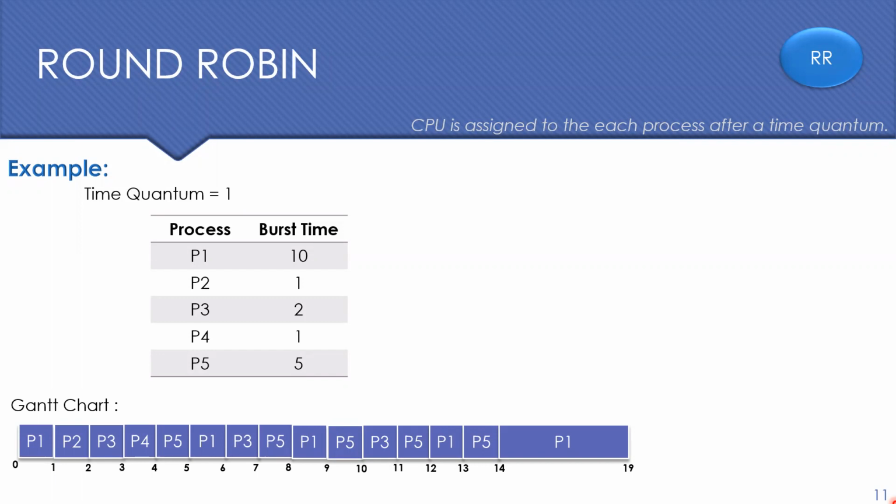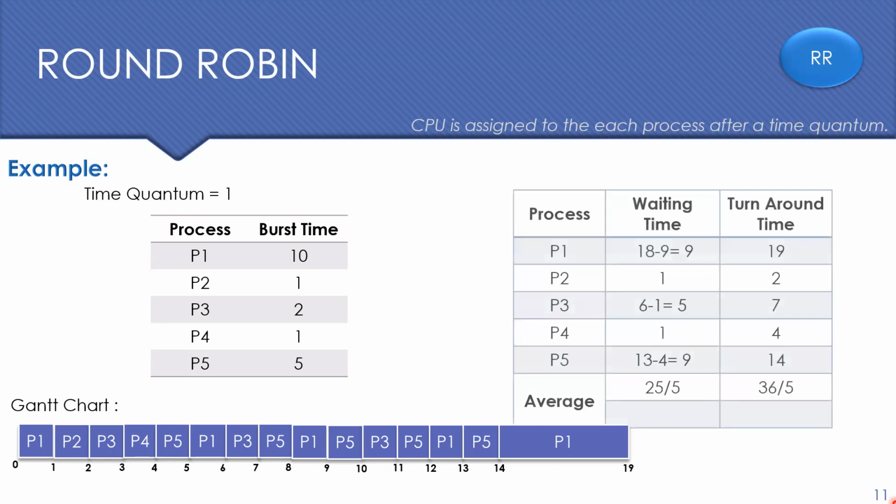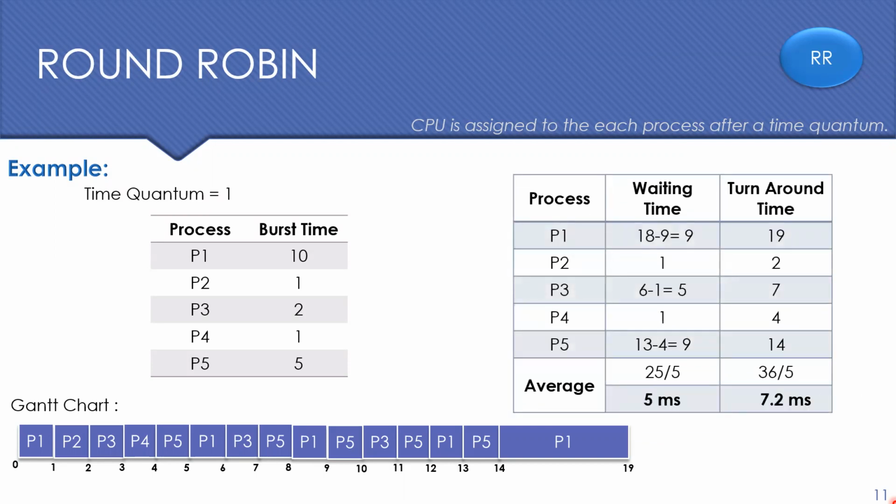If we look at the Gantt chart, process P1 has 10 burst time, but it has executed for only one time quantum. Similarly, processes P1, P2, P3, P4, P5 will execute in turn for 1 millisecond, interrupting each other. And then again, execution of process P1 will start for 1 millisecond. This will continue till the last process's burst time is executed. Now let's see the waiting time and turnaround time for the same.